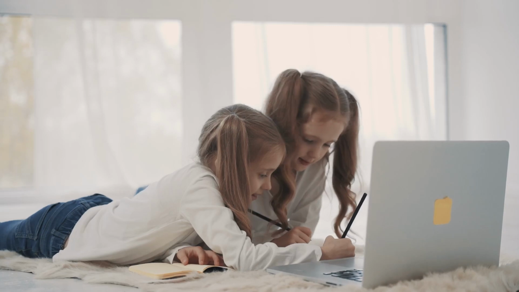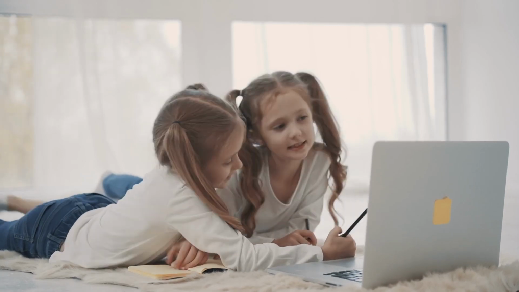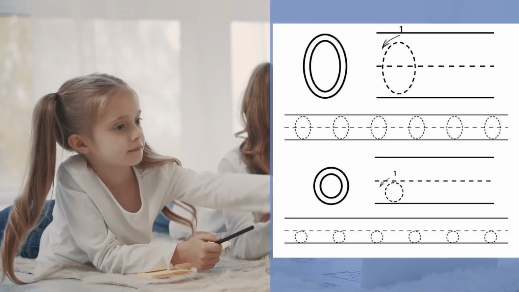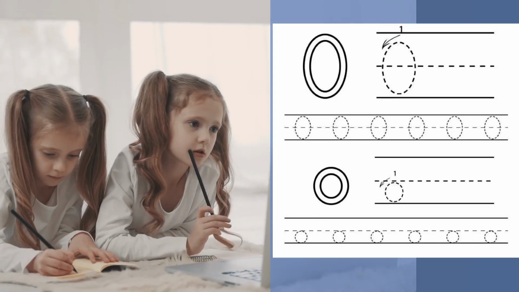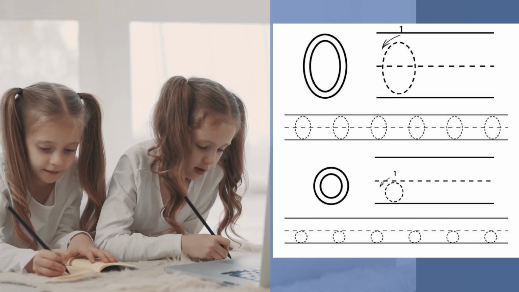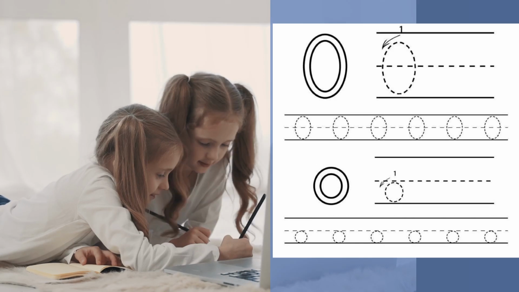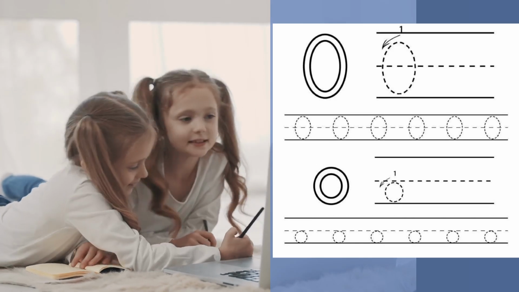But before we begin, make sure you have your crayons, markers, or pencils ready, as we're going to have some hands-on fun. Let's start with the letter O. It looks like this in capital, a big O. And in small letter, it's a little o.